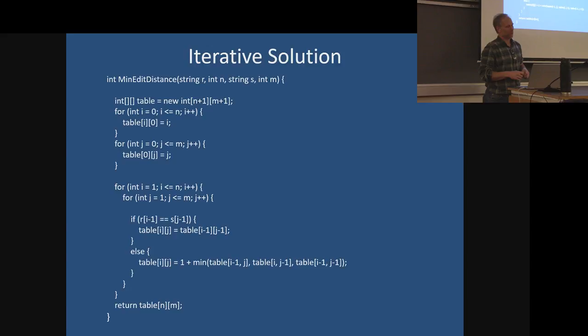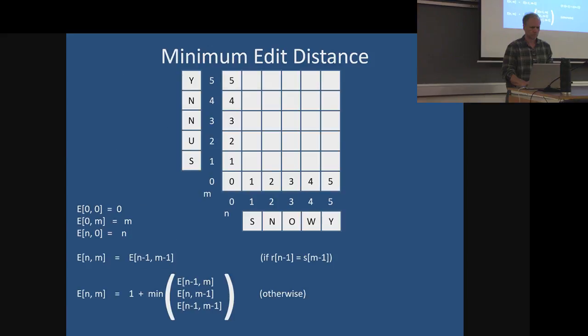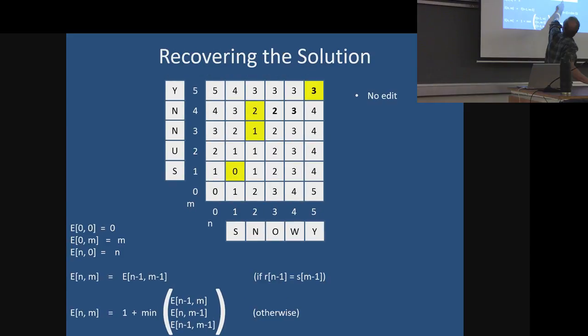Okay, so now we're going to talk about how you actually get the edits out. So this is just repeating what we just did. I've got to skip ahead here. Okay. So we want to recover the solution. So say we fill the table already, either iteratively or recursively. What edit did we do to Snowy to reduce the problem? What edit did we do to Snow to reduce it to SNO? That was, we deleted the W off of Snow.